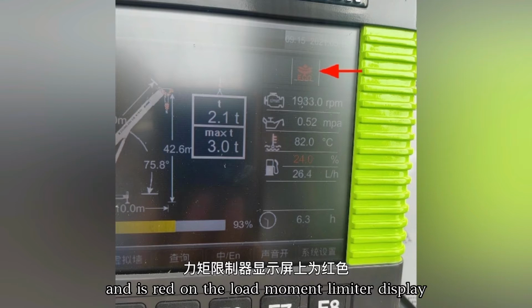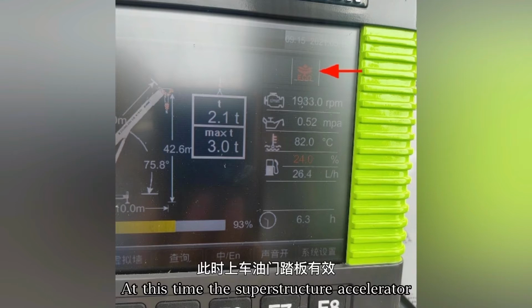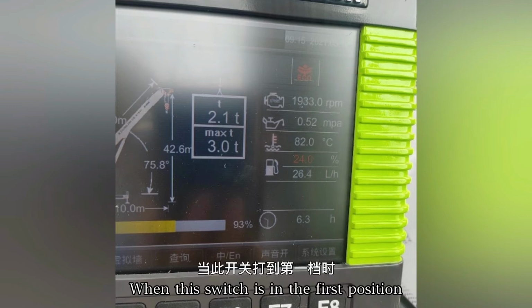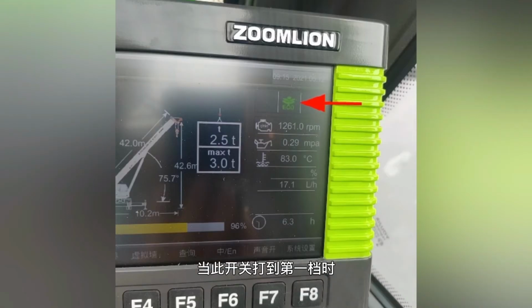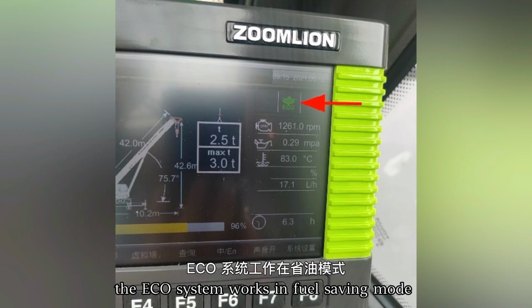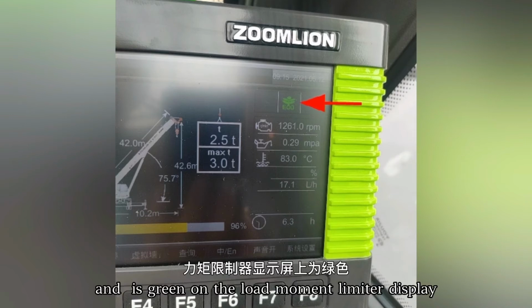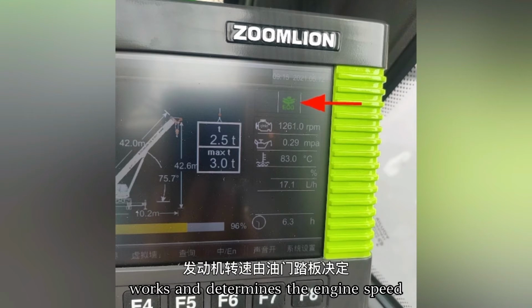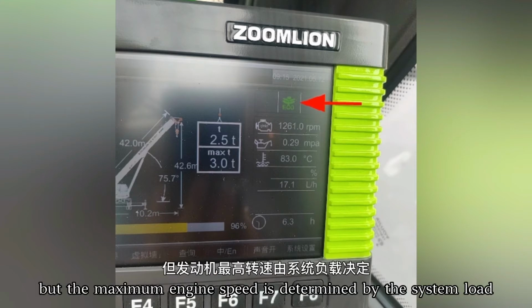At this time, the superstructure accelerator paddle works and determines the engine speed. When this switch is in the first position, the eco system works in fuel-saving mode and is green on the load moment limiter display. At this time, the superstructure accelerator paddle works and determines the engine speed. But the maximum engine speed is determined by the system load.